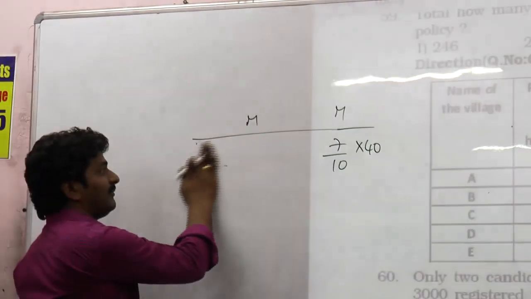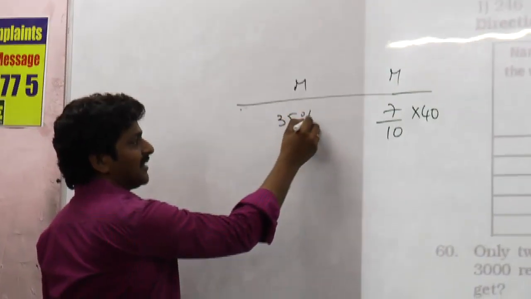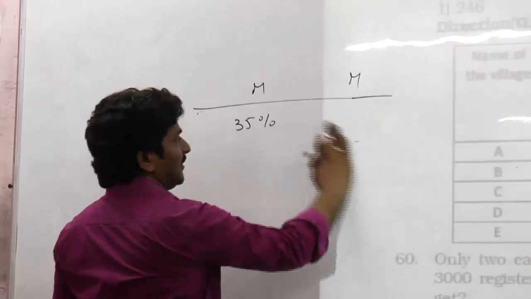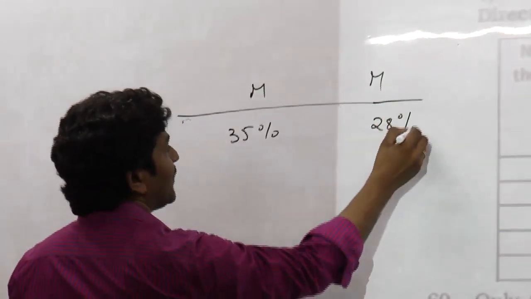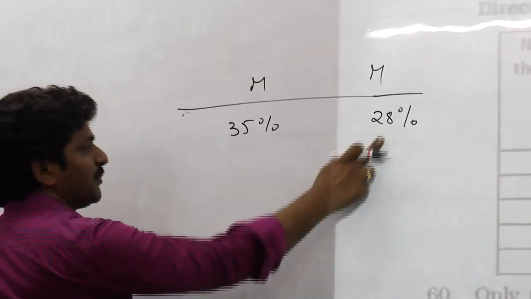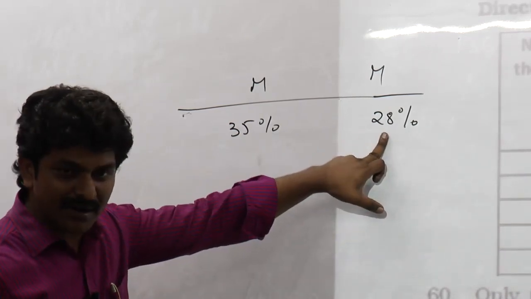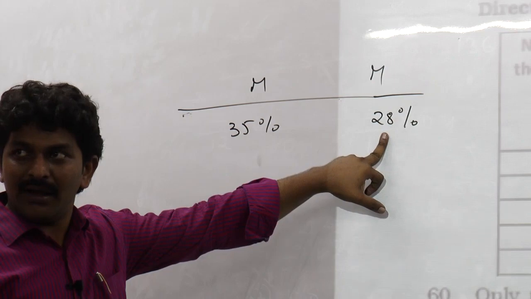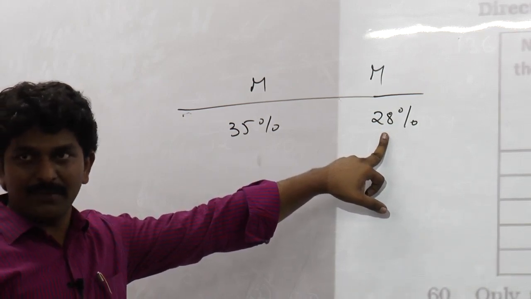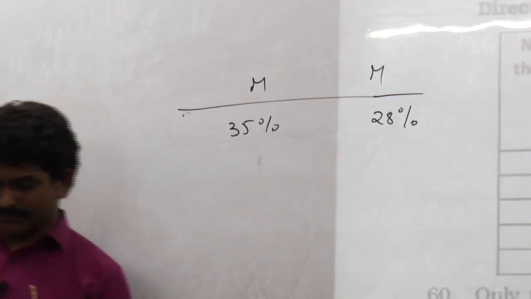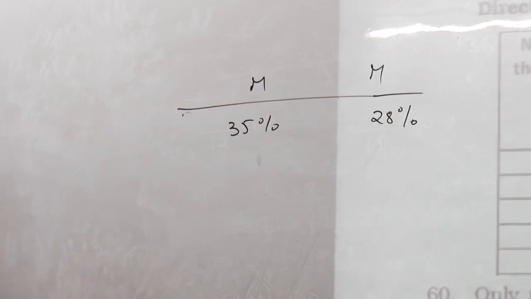Now let me do this. 5 times 7 is 35, this is 35%, and here it is 28%. 35 is how much more than 28? 7. 7 is 25% of this number, right? Half and half. 25%. 25% more. You don't need to know the number.